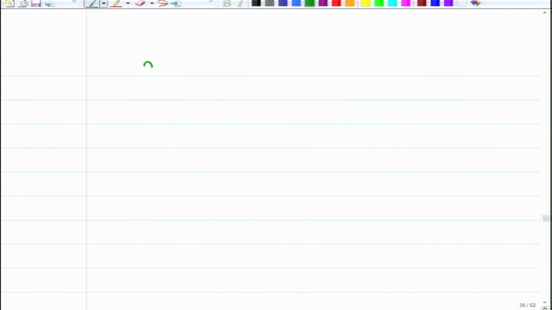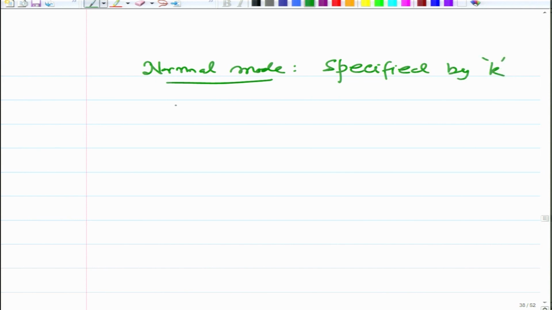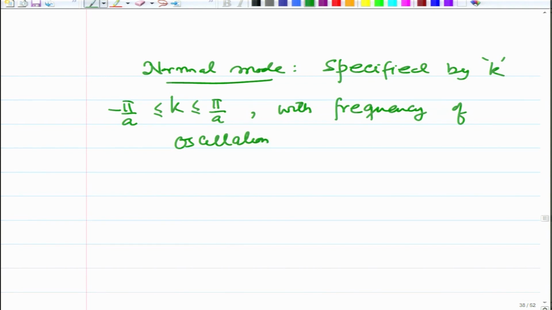So, let us write again: normal mode specified by a k, and k is going to be between minus pi over a and pi over a, restricted between these two limits, with frequency of oscillation omega k being equal to, in that nearest neighbor interaction limit, 4C over m, square root of sine of k a by 2.